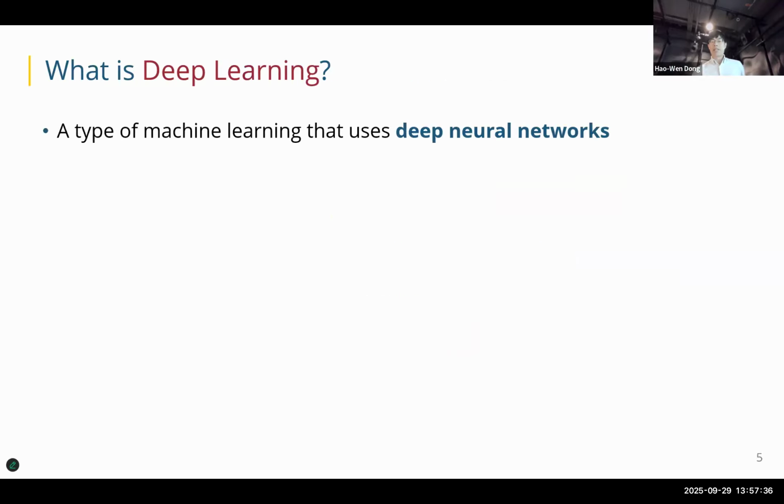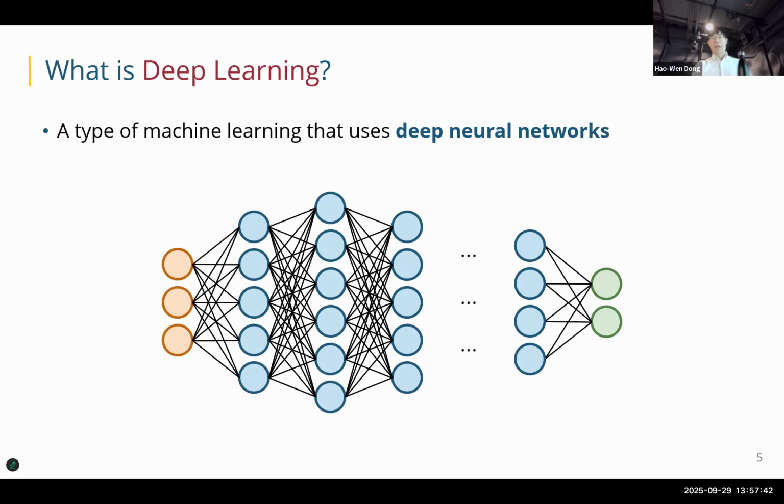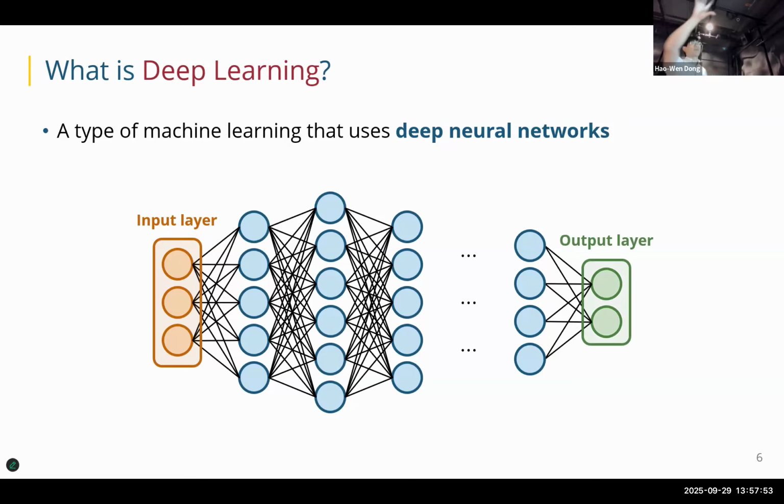So what is deep learning? I think we've also touched on this. It's just a type of machine learning that uses deep neural networks. So let's take a look. We have some input layer, where those are just some numbers, whatever those are. And we also have some output layer that will be some other numbers.